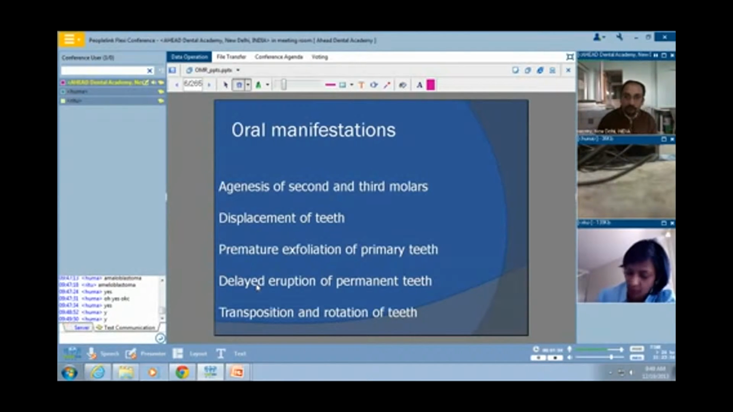Most of the odontogenic cysts and tumors actually displace the teeth bilaterally, but cherubism pushes them anteriorly. In addition to it, we come across findings like premature exfoliation of primary teeth and sometimes delayed eruption, but most of these findings are elementary stuff, not really very difficult to conceptualize. Is it clear?